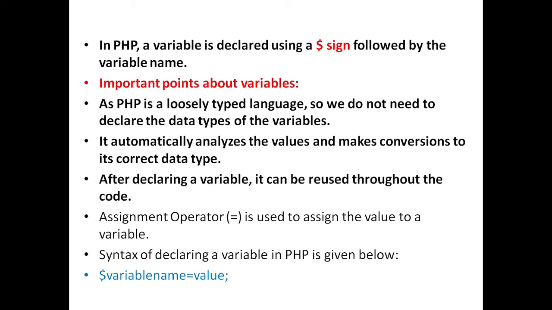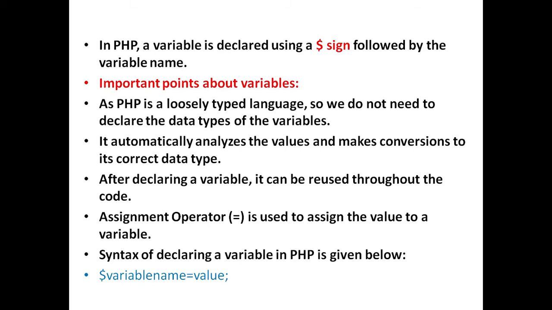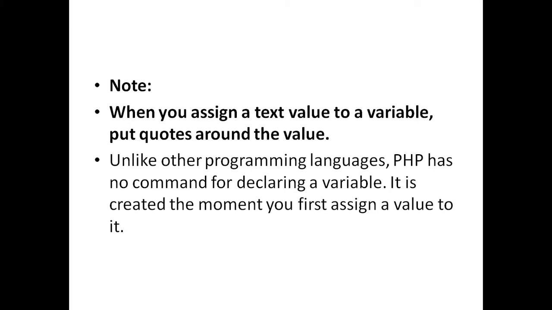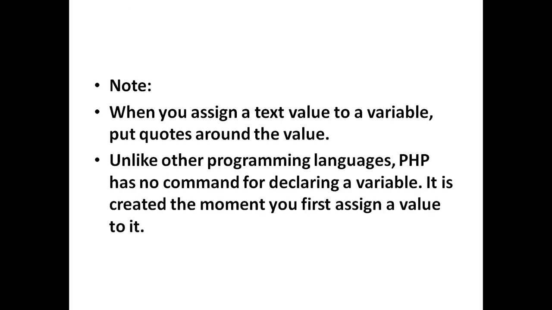After declaring a variable, it can be reused throughout the code. The assignment operator is used to assign a value to a variable. The general syntax for declaring a variable in PHP is $variable_name = value. When you assign a text value to a variable, put quotes around the value. And unlike other languages, PHP has no command for declaring a variable. It is created the moment you first assign a value to it.